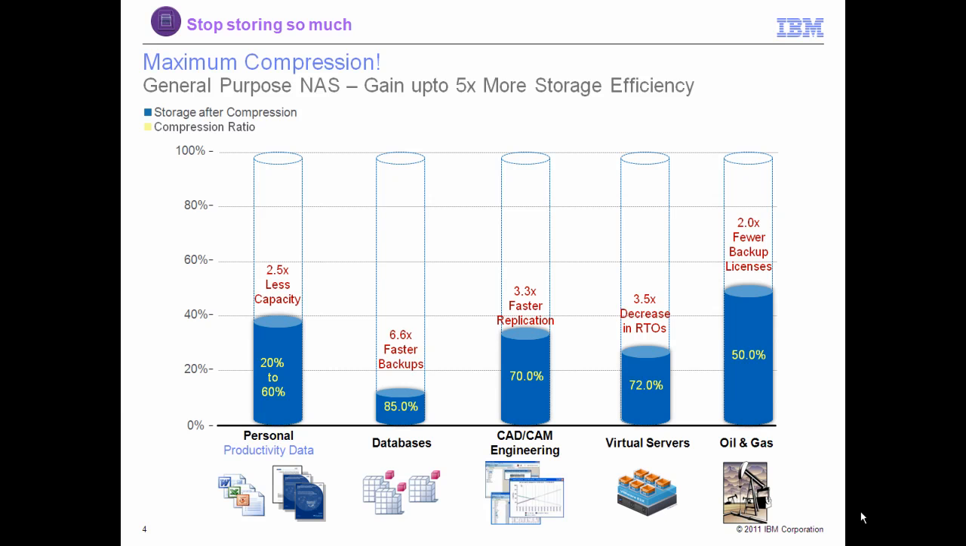3.5 times decrease in your recovery time objectives. By recovering less data, you can actually recover 100% of your data faster. And 2 times fewer backup licenses. If I can reduce the amount of requirements that I need for my servers to actually move data throughout my environment, whether it be for replication or backup, I can actually decrease my license count, which in turn saves me money.